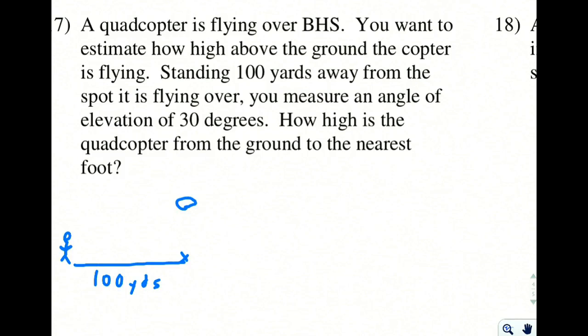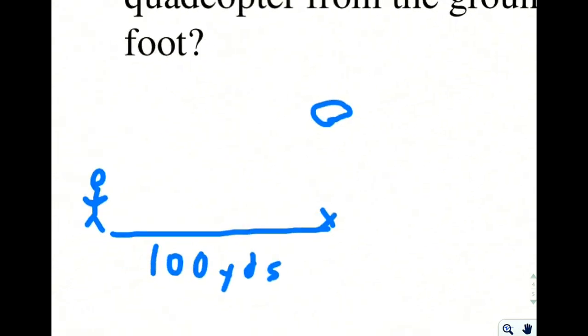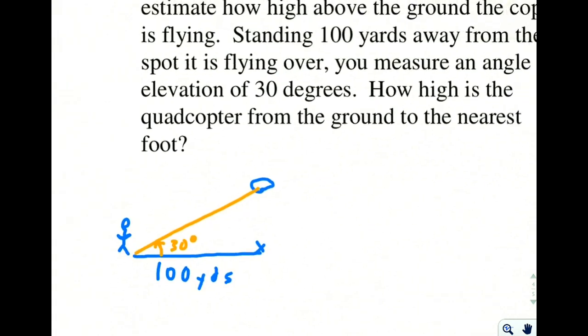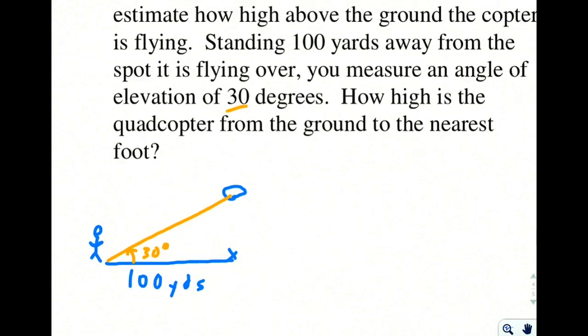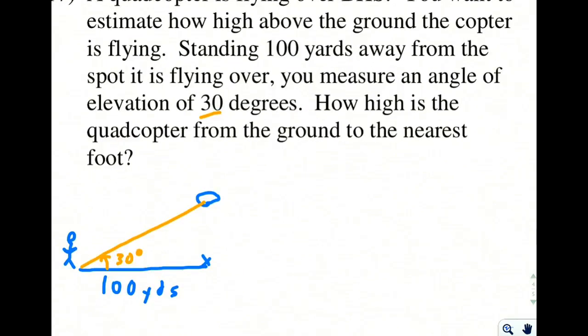And it says you measure an angle of elevation of 30 degrees. Now when we're talking about angle of elevation, it is how much of an angle you go from the ground to the object. So you measure starting at the ground, you measure upwards, and that measures up to 30 degrees. So the angle of elevation of 30 degrees means you go up from the ground 30 degrees. It says how high is the quadcopter from the ground to the nearest foot?